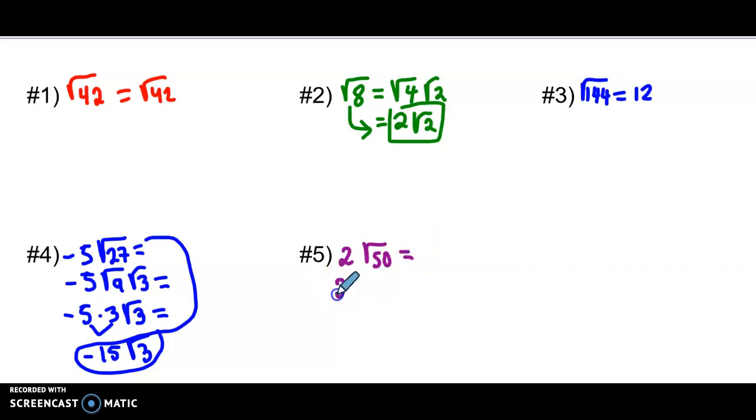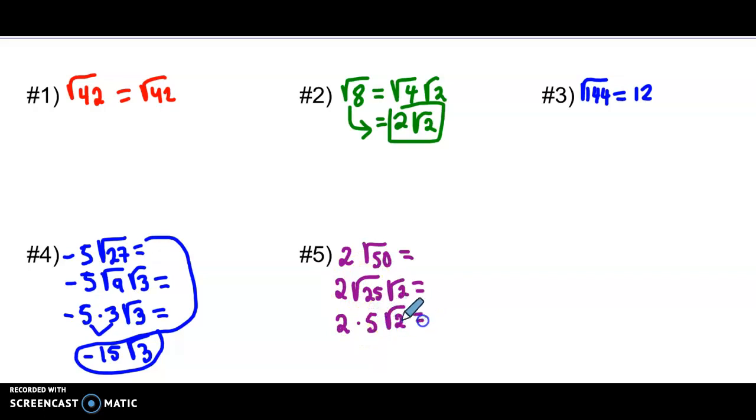All right, 2 stays there as a factor. I'm thinking about replacing 50. I need the biggest perfect square in 50, so I can finish the problem right away. I'm replacing it with 25 times 2. 2 stays there. The square root of 25 is 5.